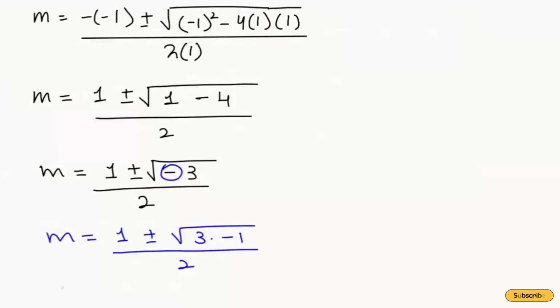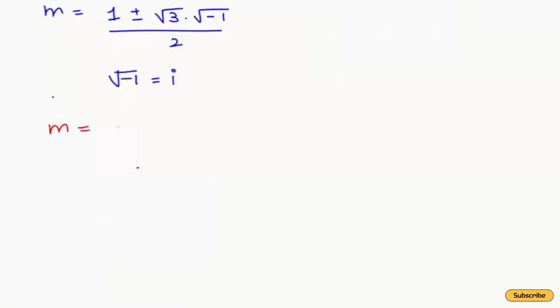Now here I'm going to apply the radical rule, that is nth root of a times b can be written as nth root of a times nth root of b. So here I'm going to write both values in separate roots. m equals 1 plus minus root of 3 times root of negative 1 over 2. And root of negative 1 is always equal to iota, the imaginary number. I'm going to write m equals 1 plus minus root of 3 iota over 2.